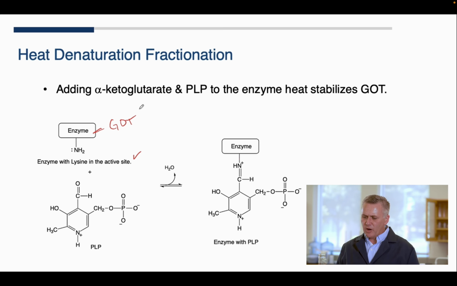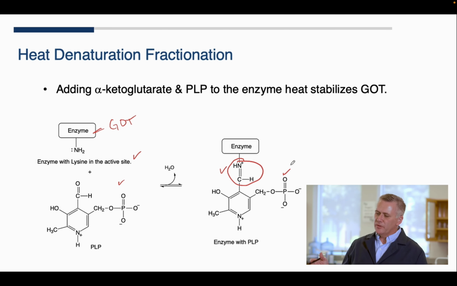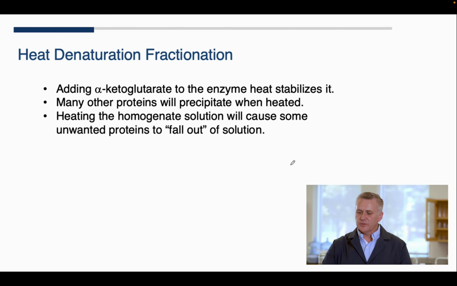Generally this is the case, but for our purposes, it's GOT, and it has lysine in the active site and the PLP, which is there, and then we add this enzyme, and notice we get this covalent bond, and we have some other things that are present. And this PLP, along with the alpha-ketoglutarate, which comes in, makes the GOT a little bit more heat stable because of these extra interactions. So that's one of the ways when we get this heat fractionation. Again, adding alpha-ketoglutarate along with the PLP helps to stabilize it.